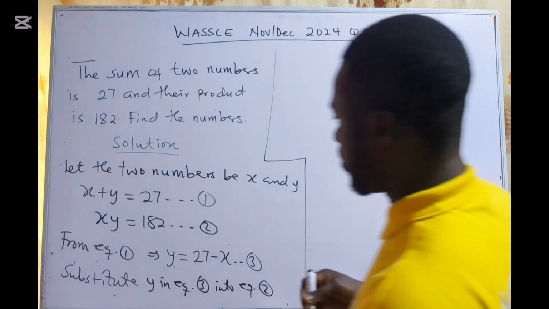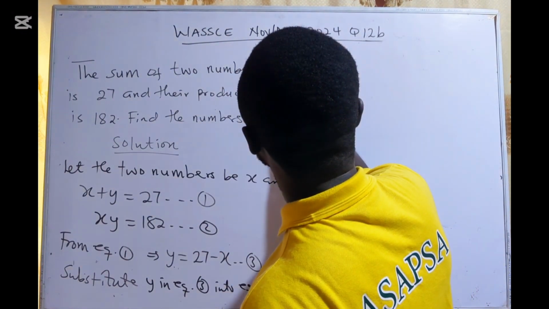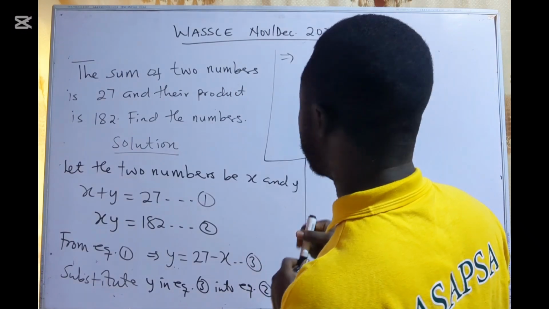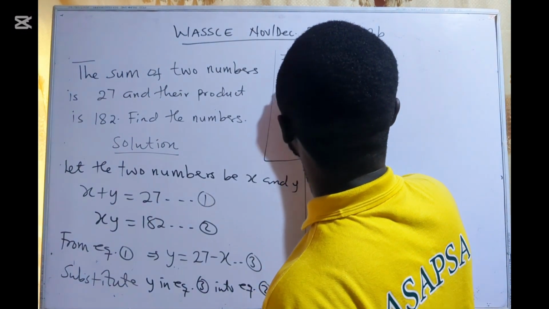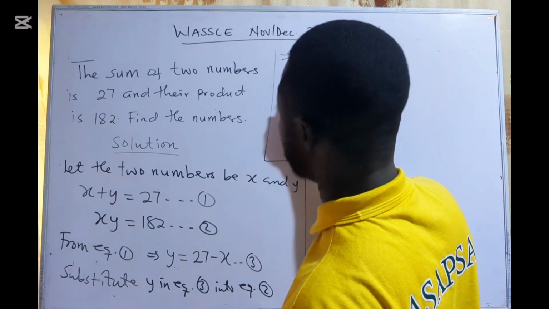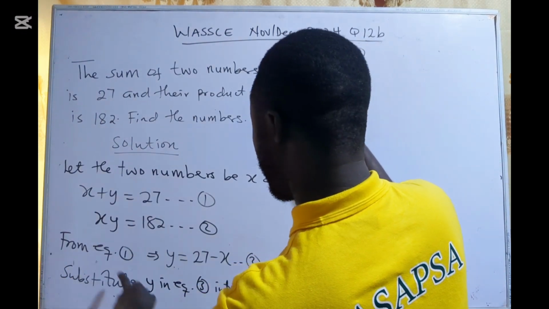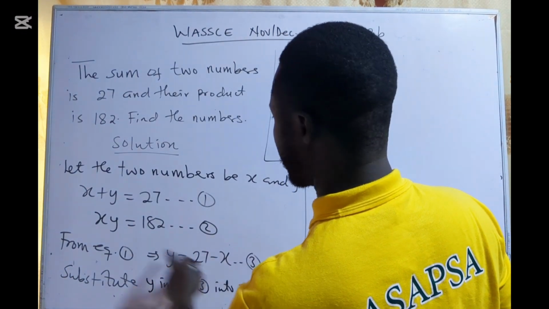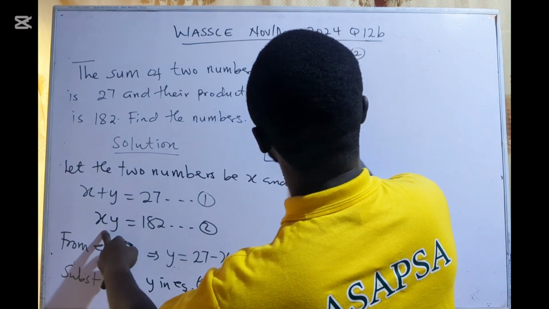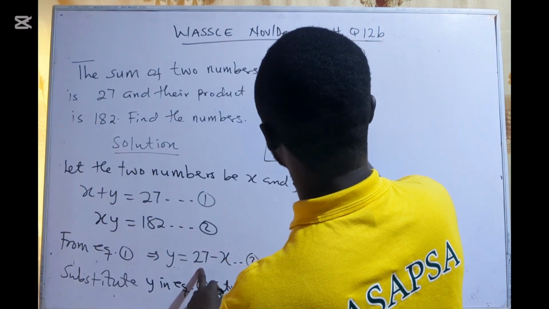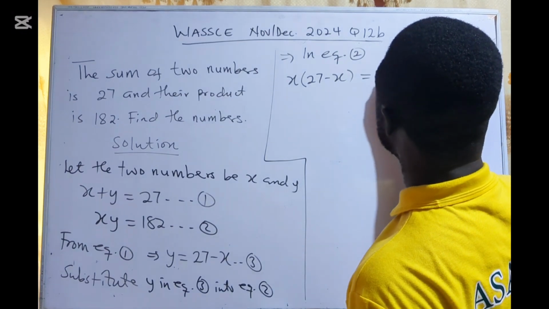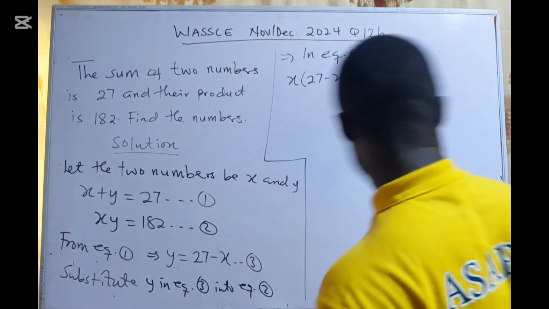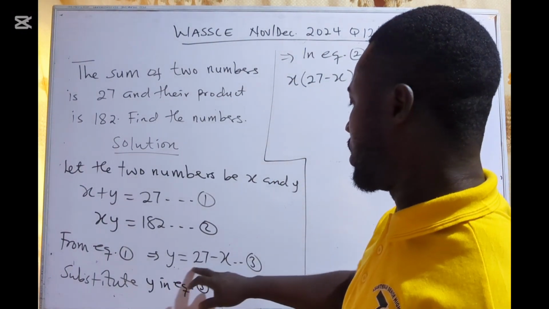So, what can we say? It implies that in equation 2, wherever we see y, we substitute 27 minus x. So we have x multiplying what? 27 minus x equal to 182. So y is 27 minus x.